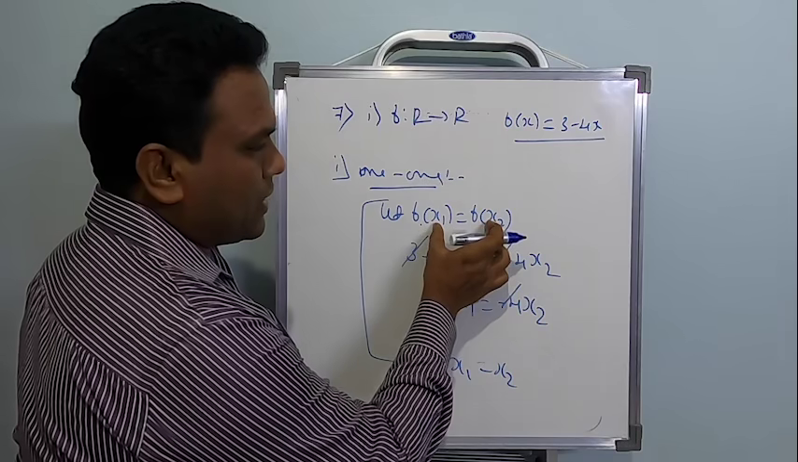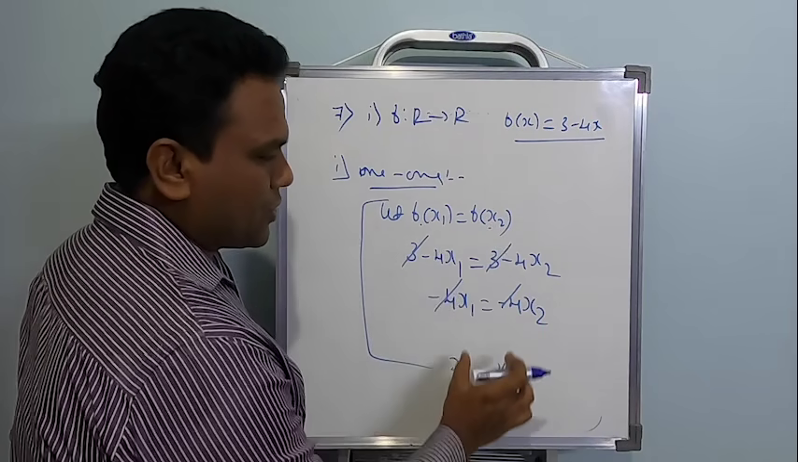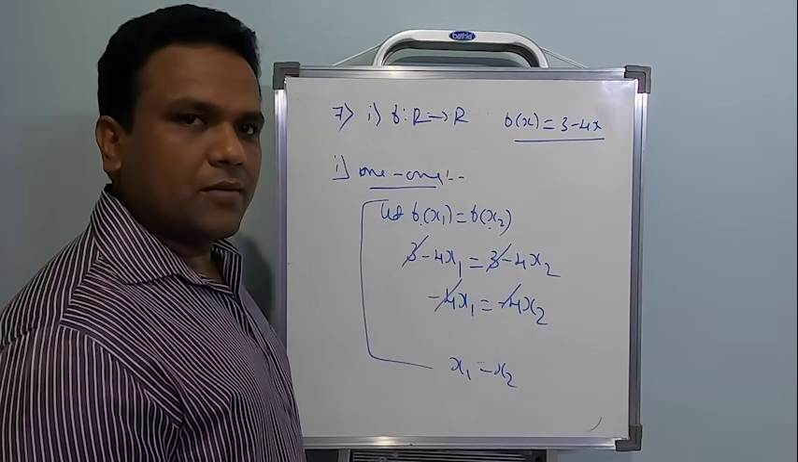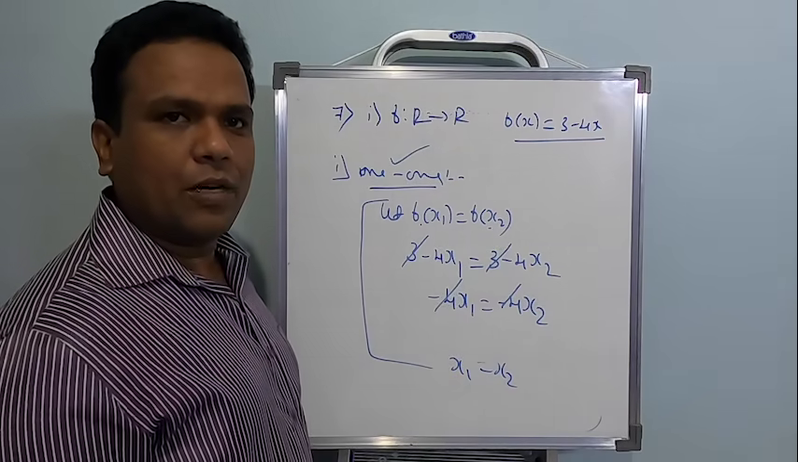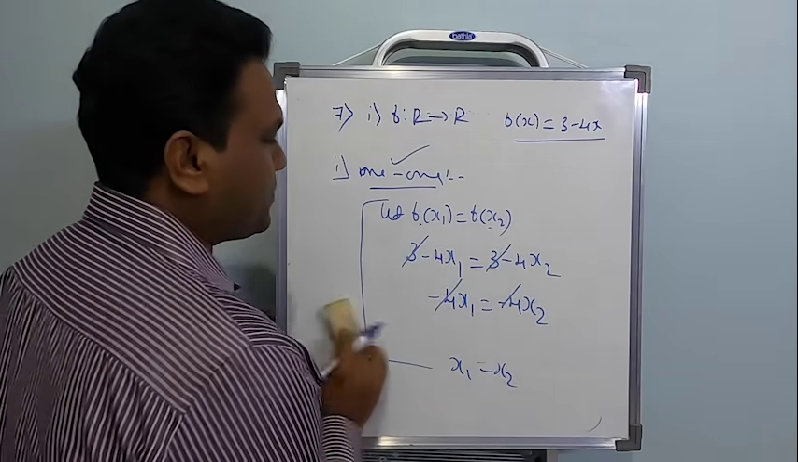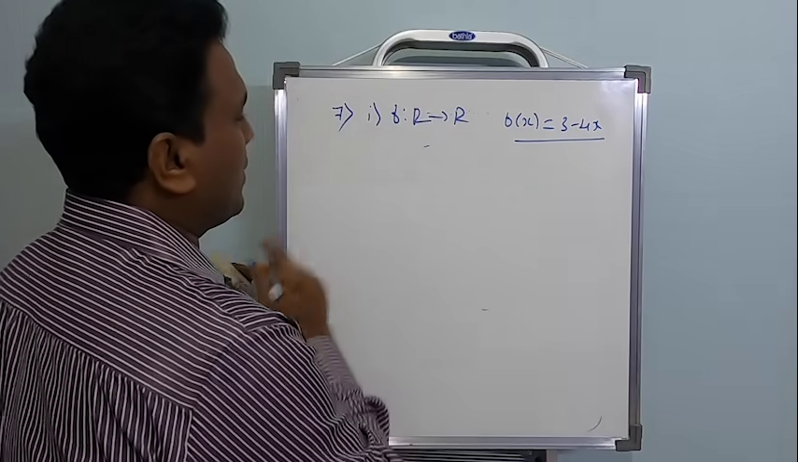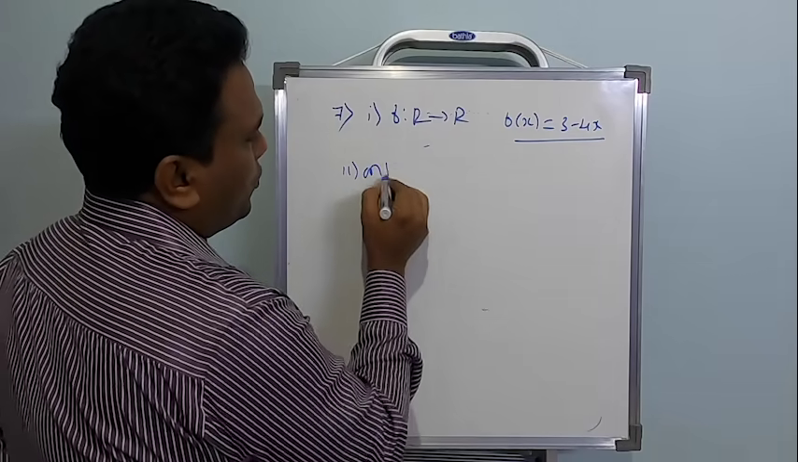Okay, now the condition f of x1 equal to f of x2, from that we are landing up at x1 equal to x2. That shows that the given function is going to be 1, 1. That's one method. The other one we have to check for onto.